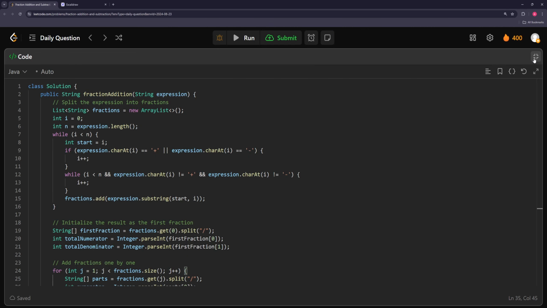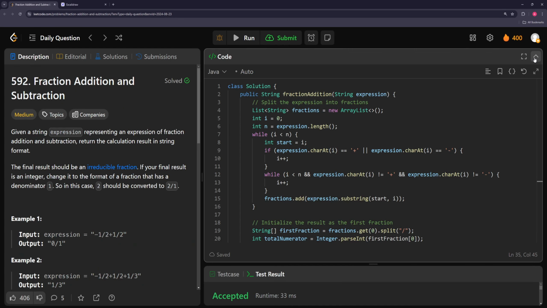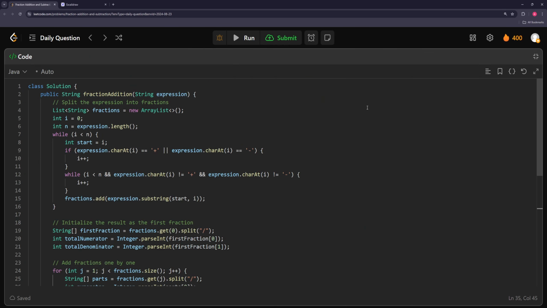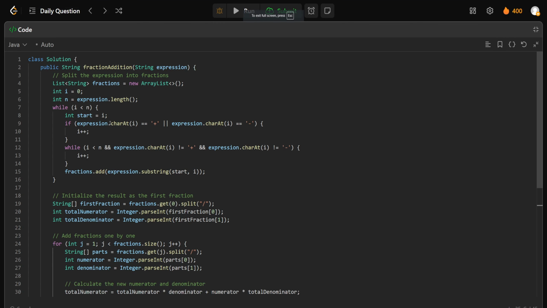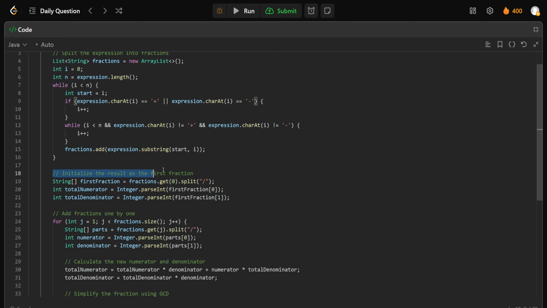So kind of long, but it's fine. Whoops. Okay, so here it is. Yeah, full screen. Okay, there we go. So first, like I said, we split into fractions, and we just look for pluses and minuses of where to split. Then we get our result from the first fraction.